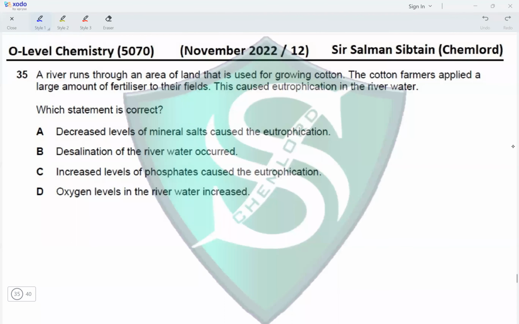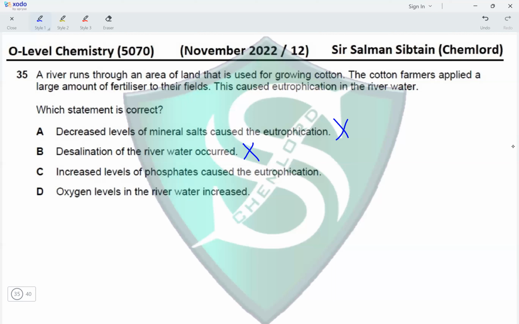Question 35. A river runs through an area of land that is used for growing cotton. The cotton farmers applied a large amount of fertilizer to their fields. This caused eutrophication in the river water. Which statement is correct? Decreased level of mineral salts caused the eutrophication. Decreased level of minerals happens when acid passes through the soil, which happens in acid rain. So this is not a cause of eutrophication. Desalination of river water occurred. Desalination takes place when water is purified. So this is not during eutrophication.